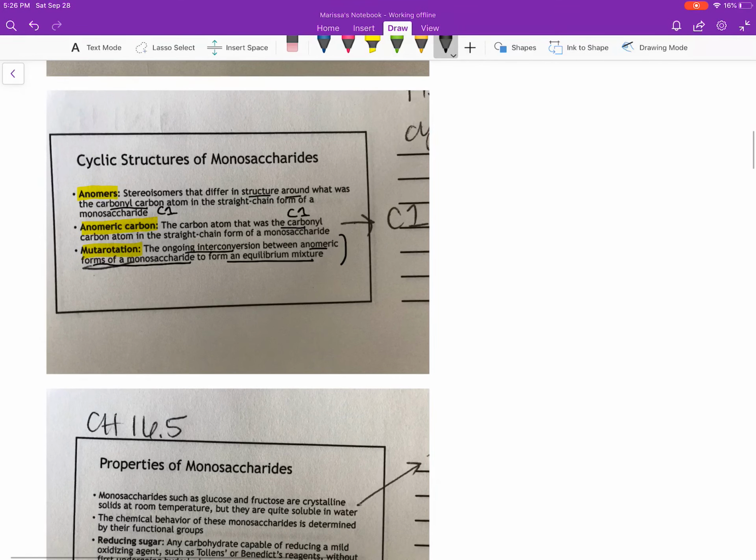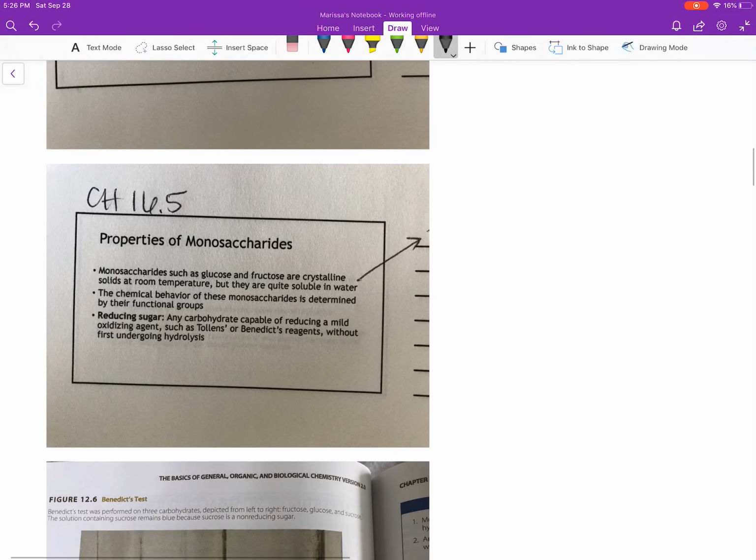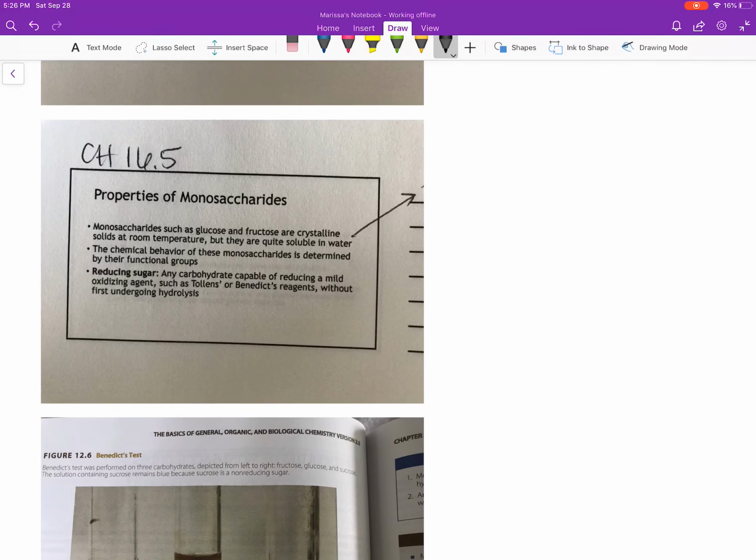All right, so that's all I really need you to know about the cyclic structures, both what it looks like, things to identify on it, definitions about it. And so we're going to talk about properties of monosaccharides before we move into di and polysaccharides, which will end out this chapter. So monosaccharides such as glucose and fructose are crystalline solids at room temperature, but they're super soluble in water.